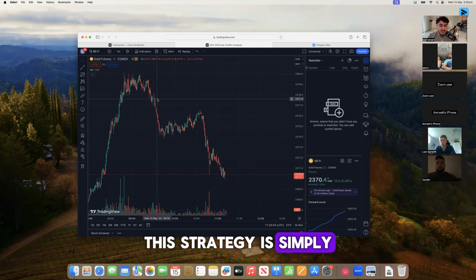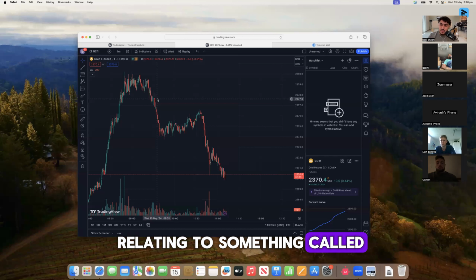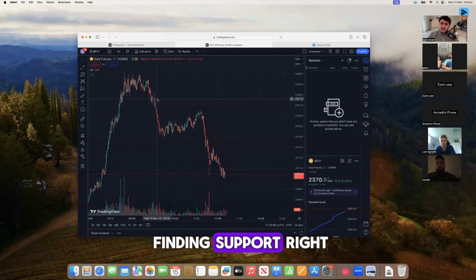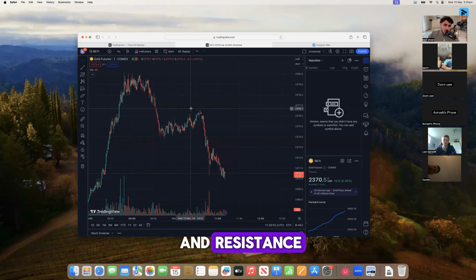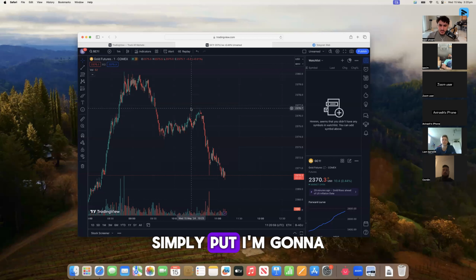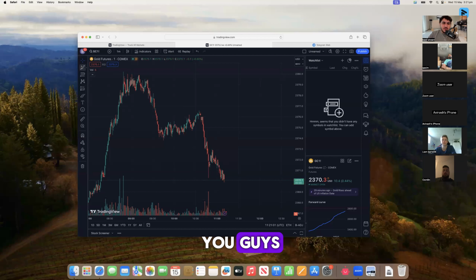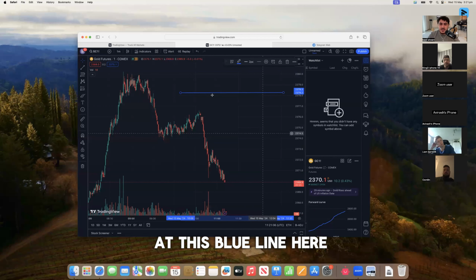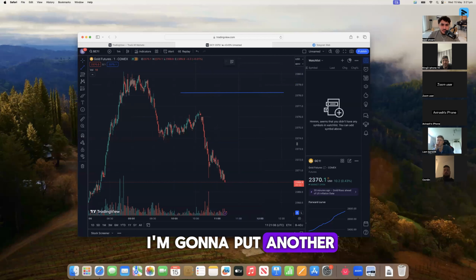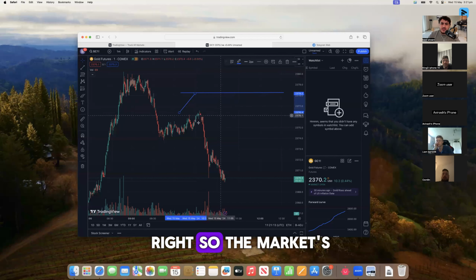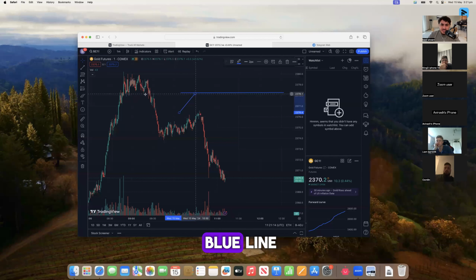And this strategy is simply relating to something called resistance and finding support. It's called support and resistance, and we trade support and resistance. Now, what does this mean? Support and resistance sounds complicated, right? Simply put, I'm going to draw a line for you guys. Let's have a look at this blue line here. Say for example, I'm going to put another one here. This is the market. So the market's gone here and it's touched this blue line.